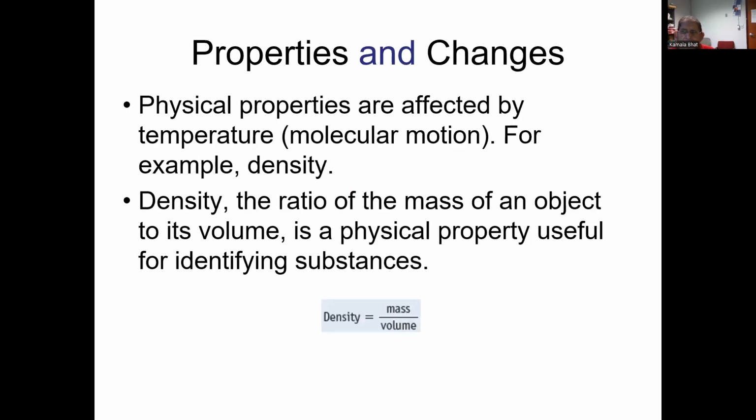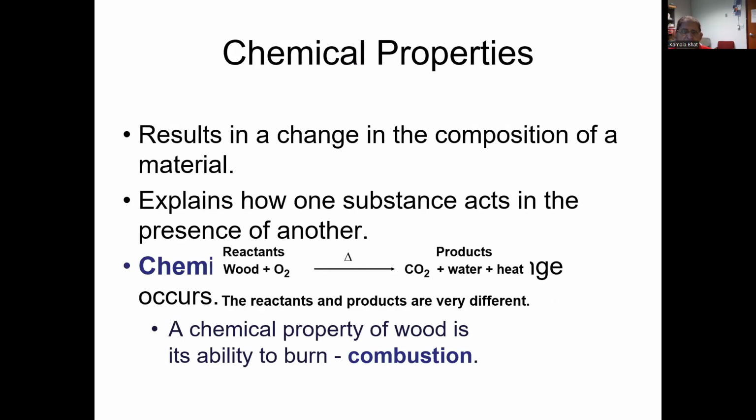Properties. Physical properties are affected by temperature due to molecular motion, for example, density. And density is one property that can be used to identify a substance and is defined as the ratio of the mass of an object to its volume.